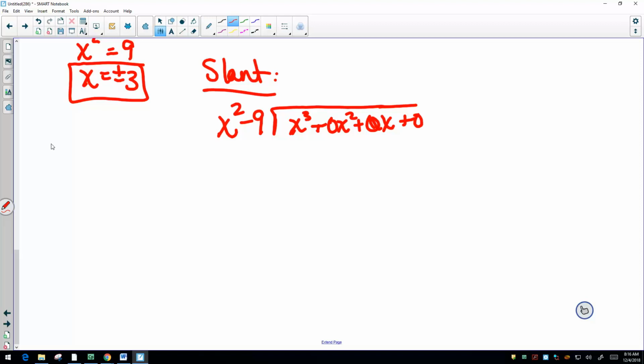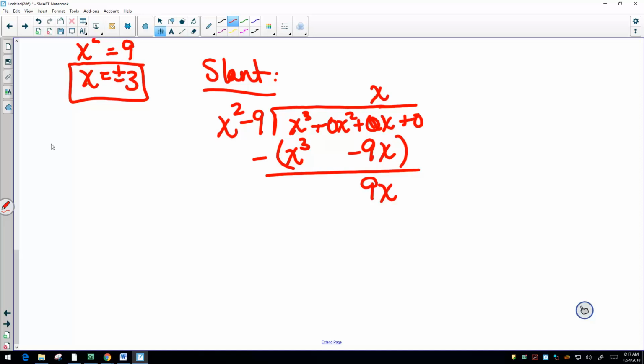And if I multiply through, x squared times x would give me x cubed. So there's my x cubed. X squared times negative 9, that's going to get me a negative 9x. And keep in mind we're subtracting. So when we subtract, that first term drops out. I have 0x squared, so still 0x squared. 0 minus a negative 9x is going to give me a positive 9x. And I have a 0 for a constant.